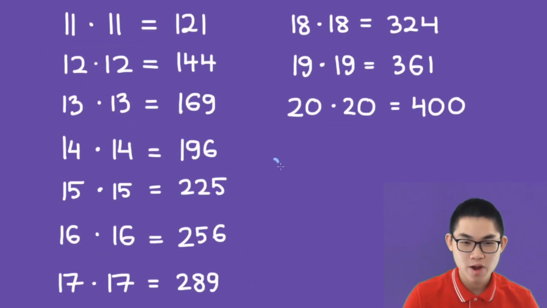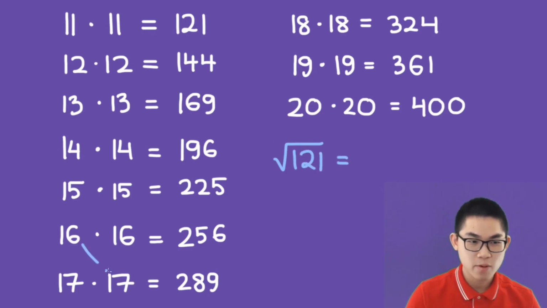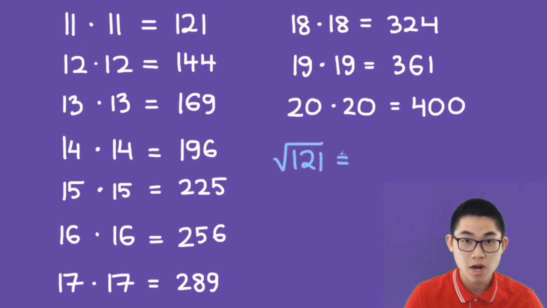So what is the square root of 121? If you look at this table I provided for you, you can see that 121 is 11 times 11. So the square root of 121 is going to be 11. Now go ahead and copy down this table as it will help you in the future.